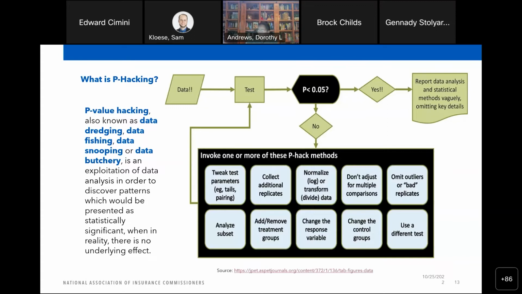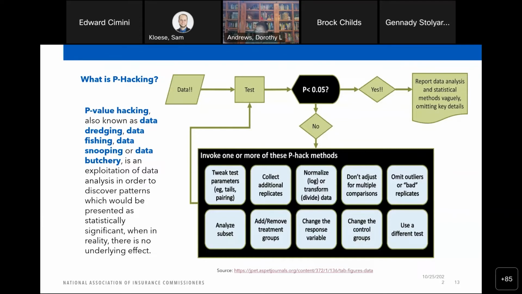So when we look at p-hacking, you may not get a statistically significant result. And then people say, well, let me go back to the drawing board and see, what if I tweak some of my test parameters? What if I collect some more data? What if I do some transformations to the data? Make some adjustments, or not adjust for multiple comparisons. You can omit outliers, and we see this all the time with capping.